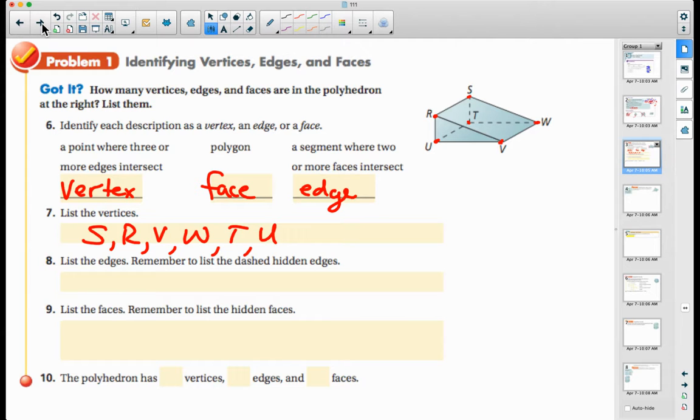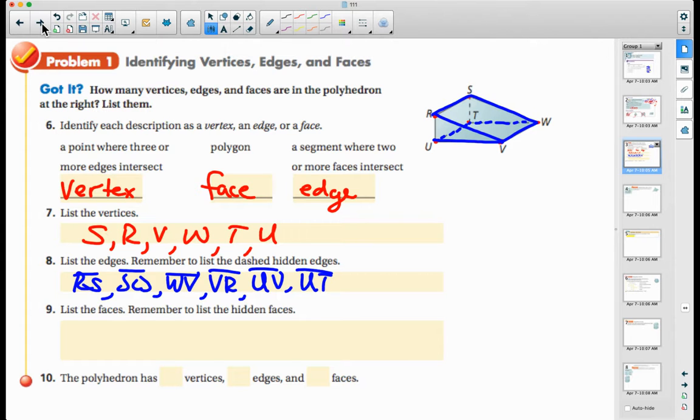List all the edges. The edges are the sides of the polygons. There are some edges right there, so we can list all those segments: segment RS, segment SW, segment WV, and segment VR. Other edges we have are the bottom edges: segment UV, segment UT, and segment TW. And don't forget about these vertical pieces: segment RU and segment ST.